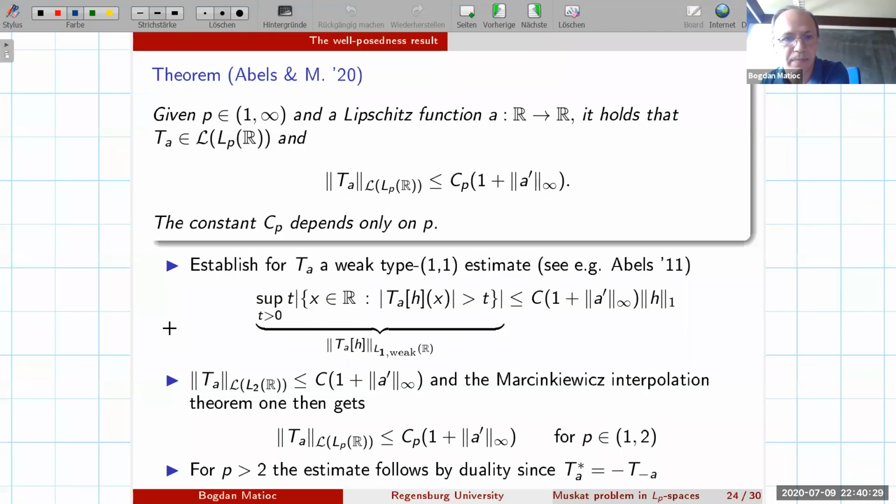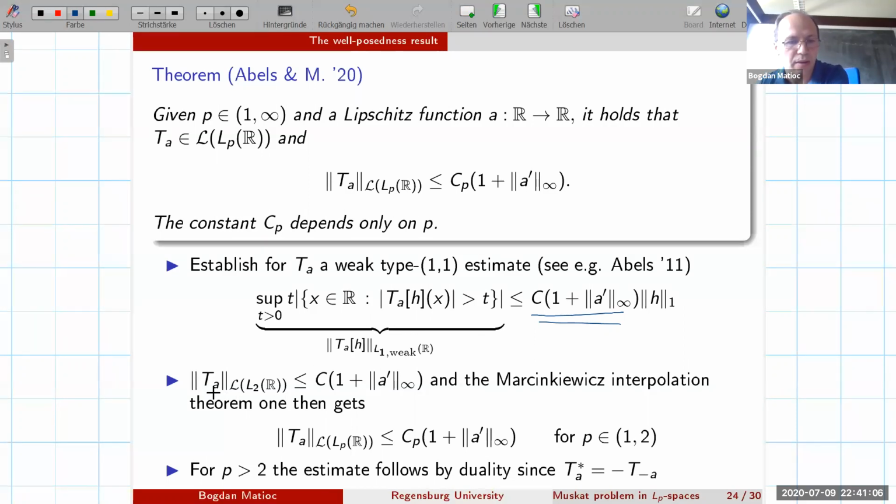And the way to prove it is by a strategy which is nicely outlined in the lecture notes of Helmut from 2011. So the first step is to show that TA satisfies the weak type 1-1 estimate. Singular integral operators are not bounded from L1 to L1, but from L1 to the larger space L1 weak. And this is how the L1 weak norm of TA is defined. As you see, we obtain that this operator is bounded from L1 to L1 weak, and the norm is exactly as before in the L2 case.